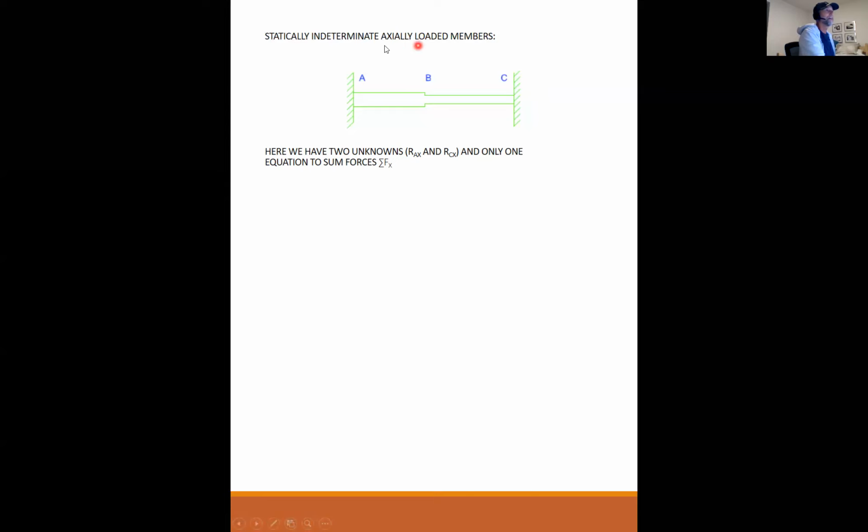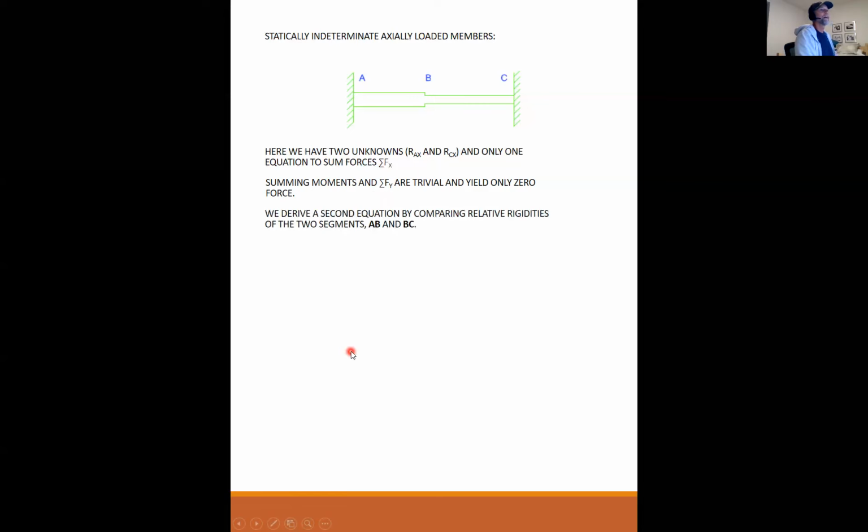That's why this is known as an axially loaded problem. So I'm only looking at forces in the x direction, but even in just the x direction, I have 2 unknowns, and I only have 1 equation to sum forces. So I got a problem, don't I? This is 1 degree indeterminate. Summing the moments and summing the forces in the y are trivial and yield only 0 force, so those don't help me. We will derive a second equation by comparing the relative rigidities of the 2 segments, A to B and B to C.